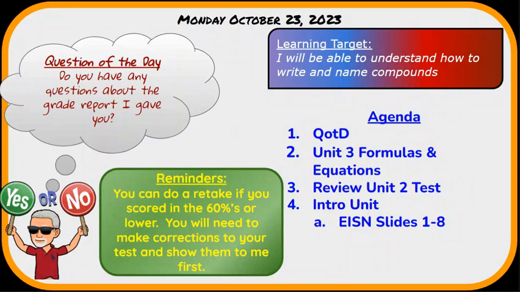We are going to write ionic compounds, we are going to write covalent compounds, and we are going to do acids. Okay, this unit is probably about 2.5 weeks or so. That's how long it is.